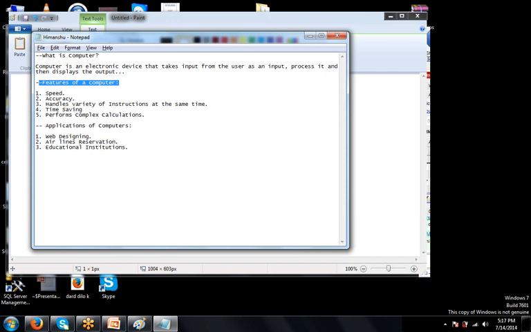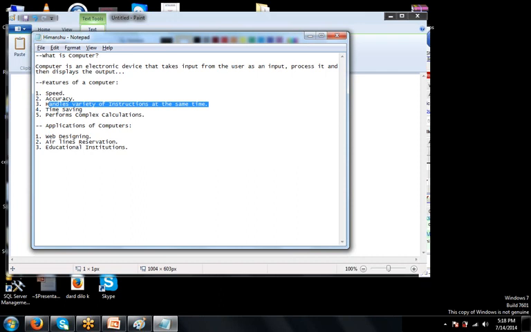Another one is handling a variety of instructions at the same time. A human being cannot handle more than one transaction or instruction at the same time, but a computer can. The best example is that we can access the internet, MS Word, and Notepad at the same time. So it can handle a variety of applications and instructions at the same time.